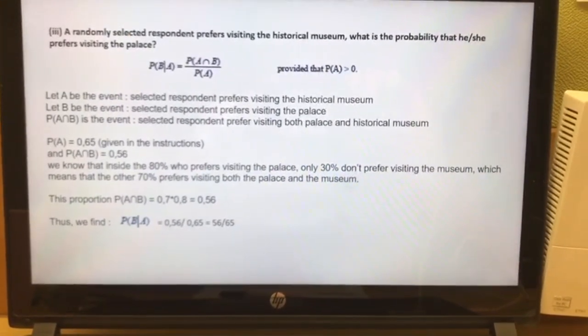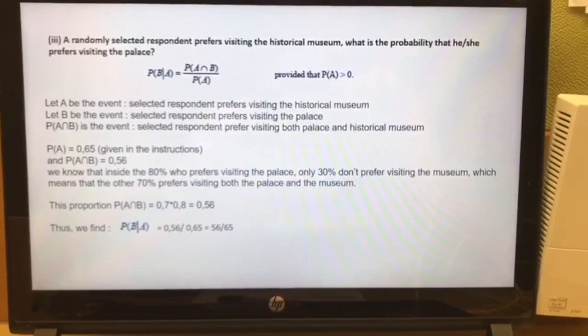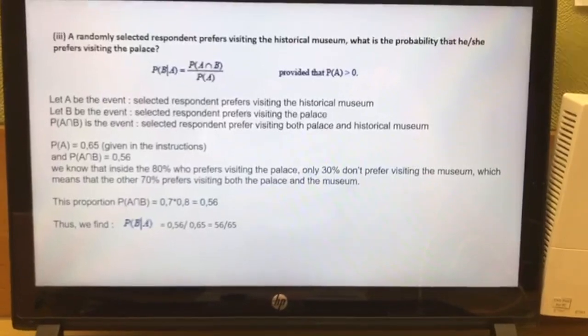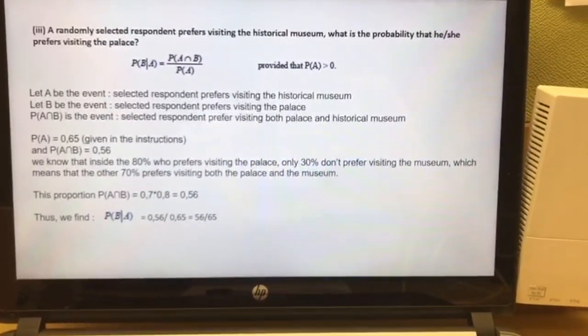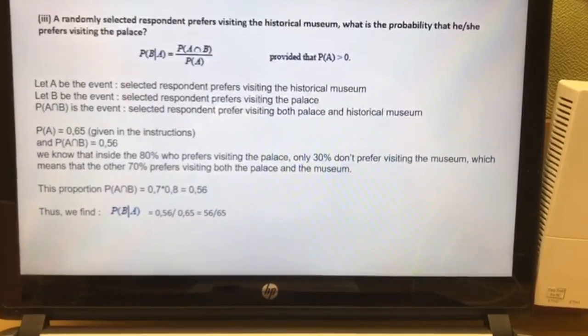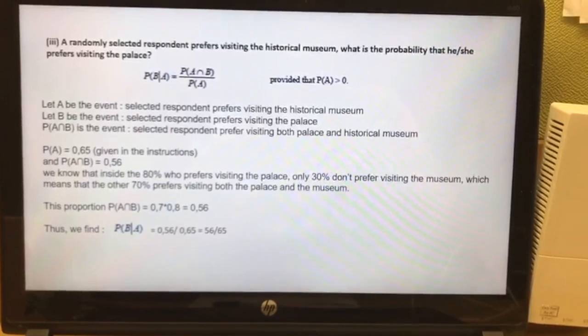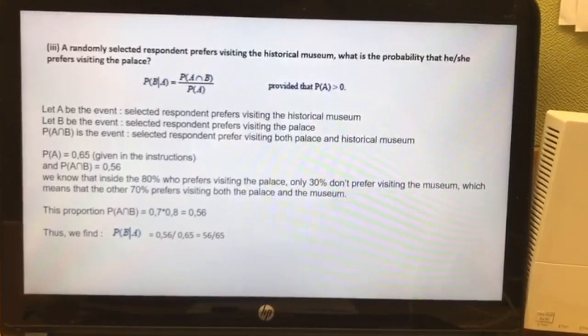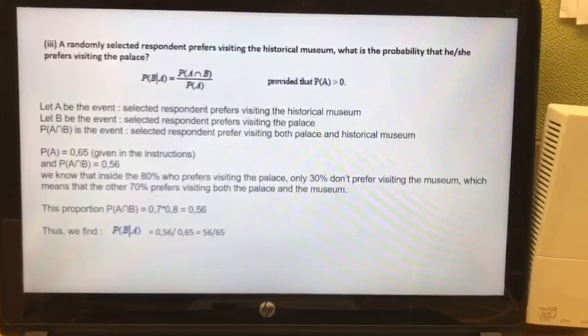Probability of A inter B is the event that the selected respondent prefers visiting both the palace and the historical museum. So probability of A is 0.65, it's given in the instruction. Then probability of A inter B is 0.56. We saw it in the first question.